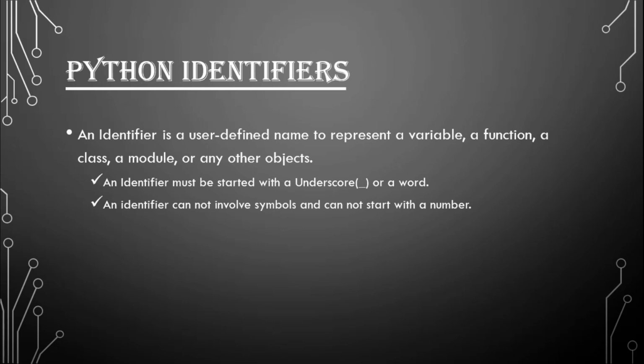Here only underscore is used in identifier. Any other symbol cannot be used in identifier. These are some examples: underscore name, underscore name, h1, r2. Now let's see.